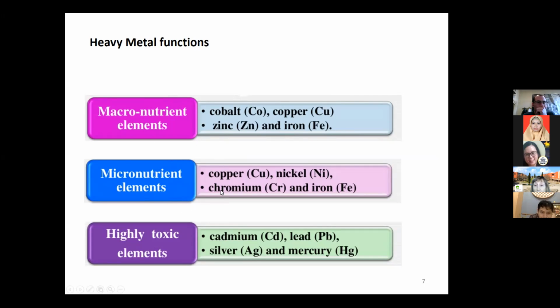Also, the same happens with copper. Then iron can be either a macronutrient or a micronutrient, and then you have nickel and chromium as micronutrients. And then we have other heavy metals that don't have any physiological functions known by now, like cadmium, lead, silver, or mercury.